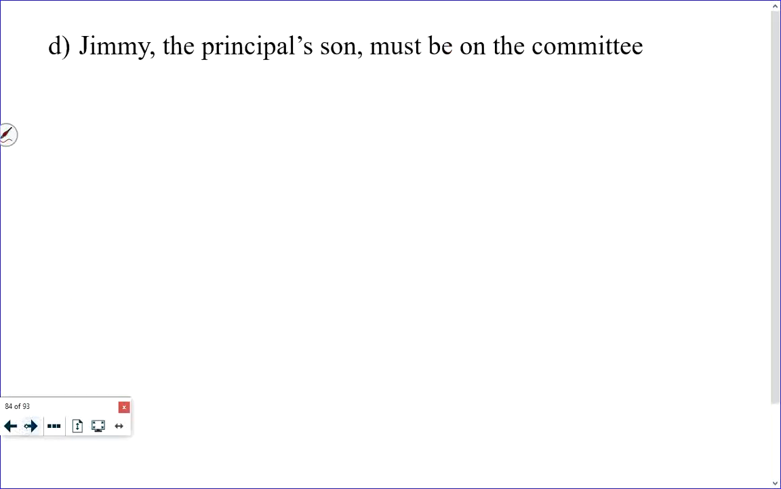All right, D, Jimmy, who is the principal's son, must be on the committee. And I will admit I'm using very traditional male-female approach to these problems. We're assuming Jimmy is a boy because it says son. He's male. Well, if the principal's son has to be on the committee, because of nepotism, which means favoritism, then it's already decided.